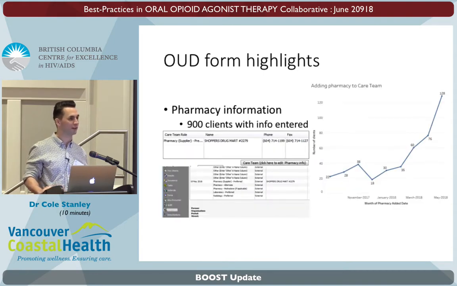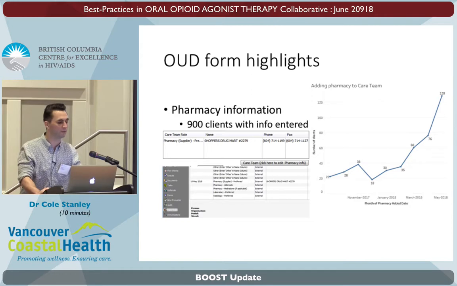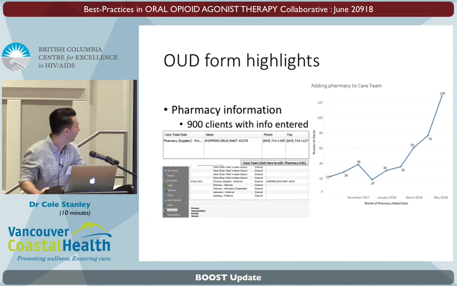Pharmacy information, you can enter this now on the OUD form. If you click the button that says care team, you can add it in the care team, and you see the number of pharmacies added per month on the right there. You can see since we added that option, it really has taken off.